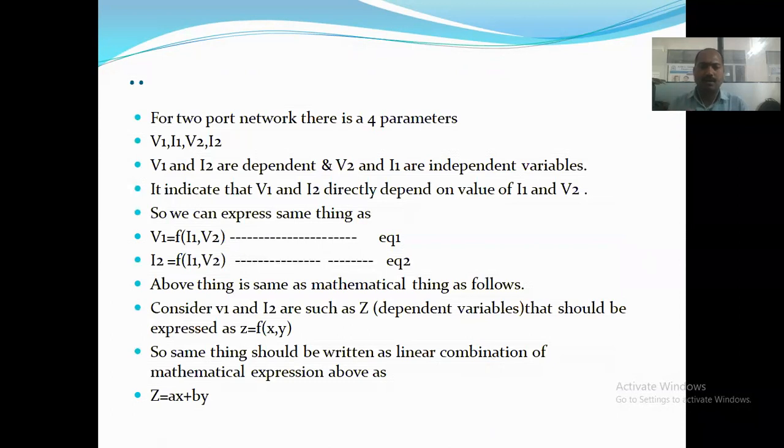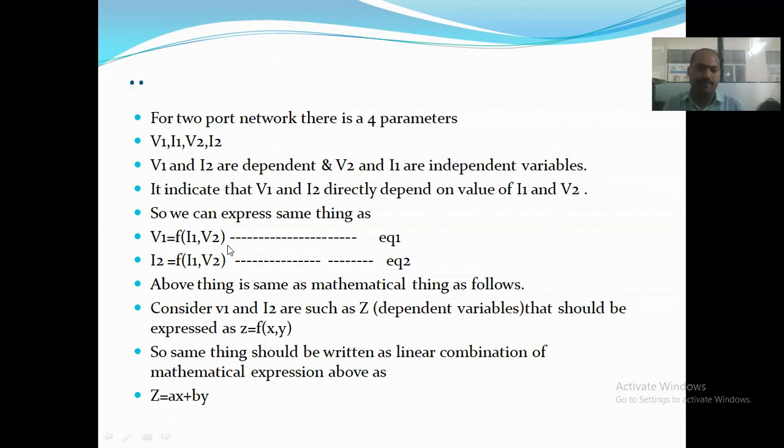So we know that two of them are dependent parameters and two are independent parameters. V1 and I2 are the dependent ones, and V2 and I1 are the independent ones, right? Dependent indicates that the values of V1 and I2 depend on the other parameters, that is V2 and I1. The values of V2 and I1 do not depend on any other parameter, that is V1 and I2, so they are called independent parameters. An independent parameter's value does not depend on the dependent parameters.